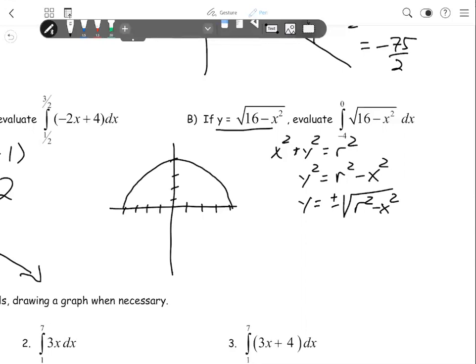So graphing the semicircle with a radius of 4, y equals the square root of 16 minus x squared, looks something like the figure that I just drew. And notice that I am evaluating from -4 to 0. Therefore, the area under the curve that I am finding is this right here.